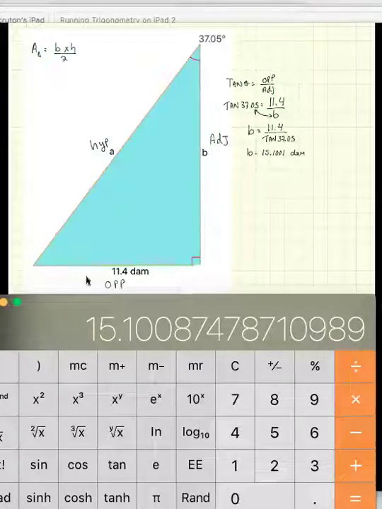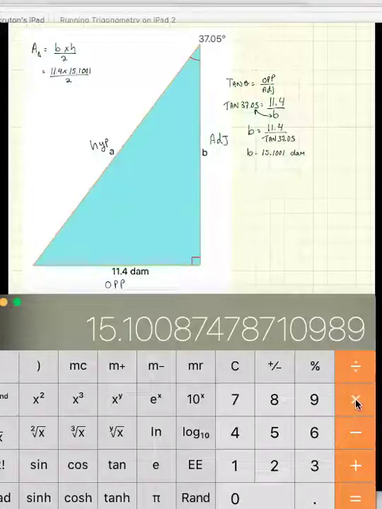Okay, so we have everything we need. We have the base, we have the height. We can now figure out the area of the triangle. All right. So the area of our triangle is the base, which is 11.4, which is given, times the height, which we just figured out, is 15.1001, divided by 2.